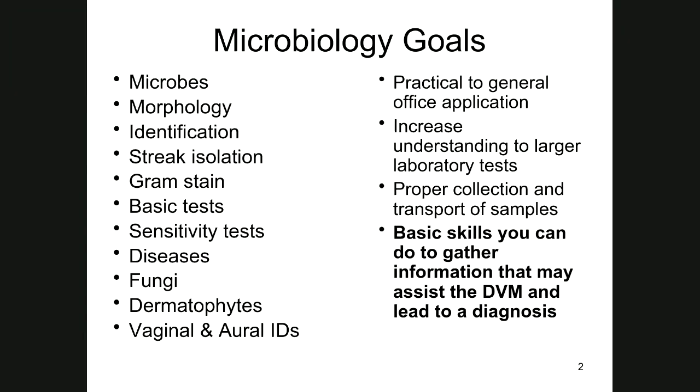Our goals for the microbiology section are to introduce you to microbes and morphology. How do those look? What is their shape, their color? When they grow on a plate, how do they look? So, morphology, and with that, that leads to identification. You will eventually do a hands-on skill called streak isolation. You will do a gram staining process. You'll be introduced to other basic tests and run some sensitivity tests.